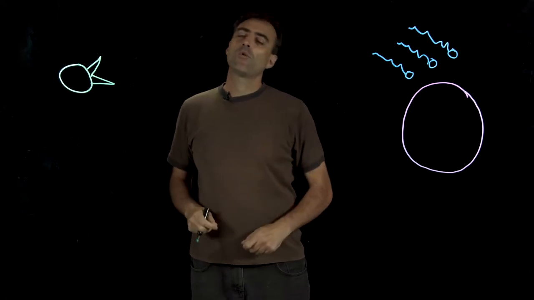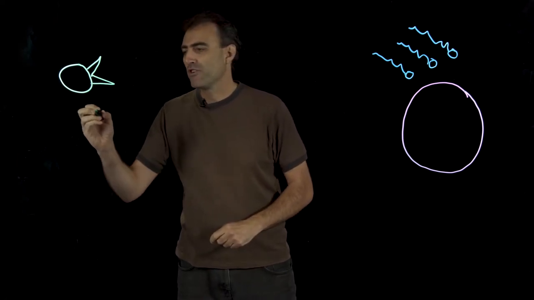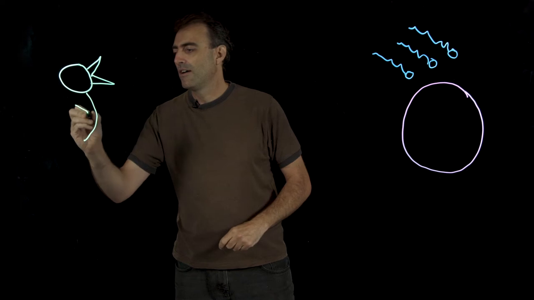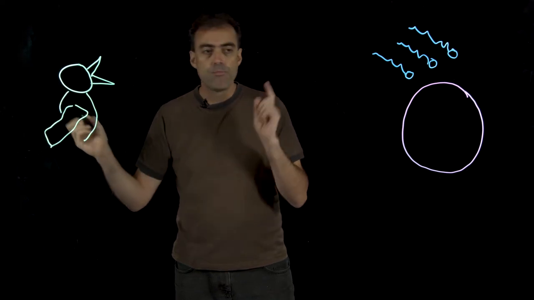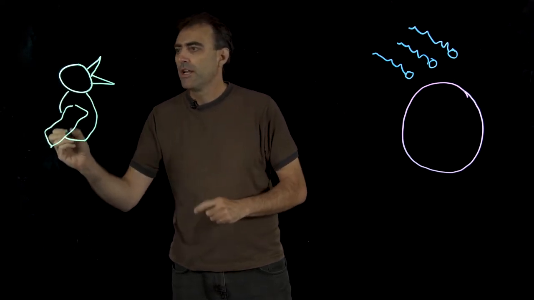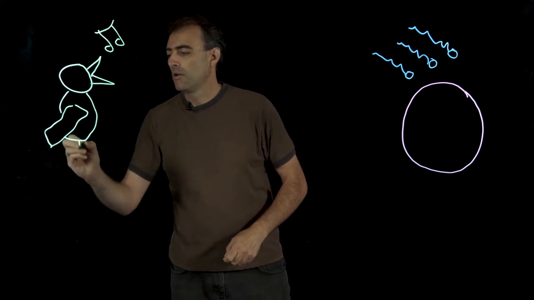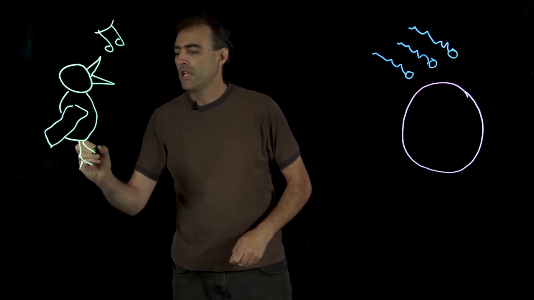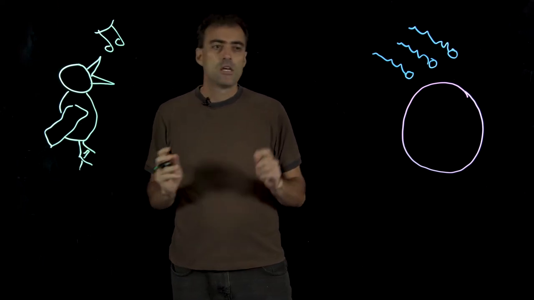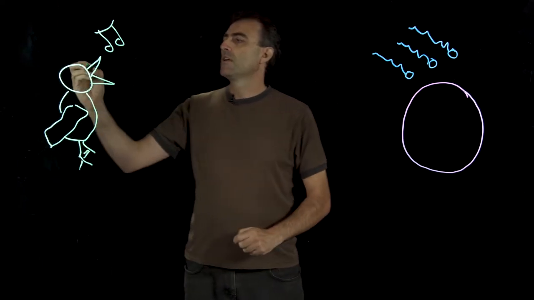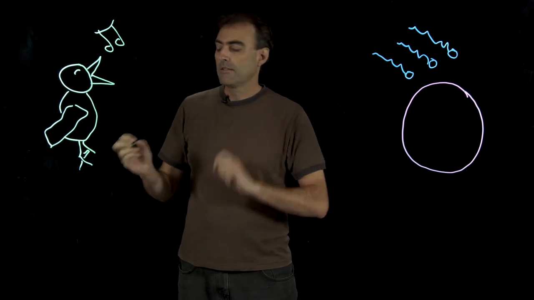Wow, maybe I'm being a bit hard on myself. My drawing is actually quite interpretable. Okay, so bird, that's good. Now let's keep on going. What is this bird doing? Singing. That's exactly right. So this bird is singing his heart out.